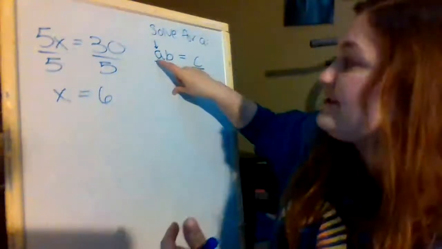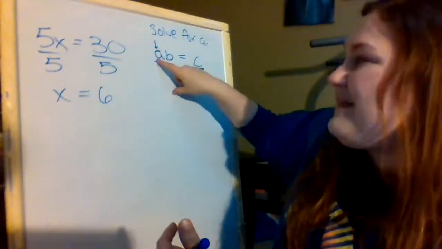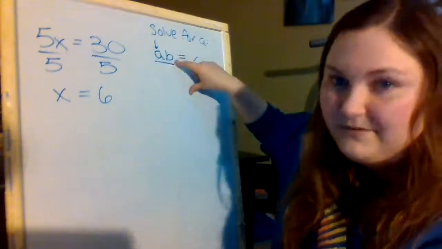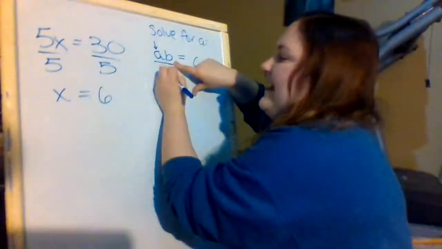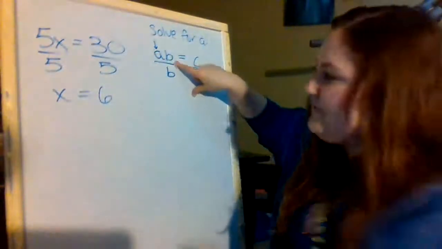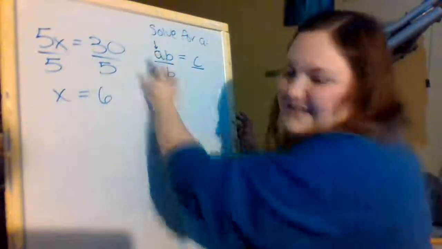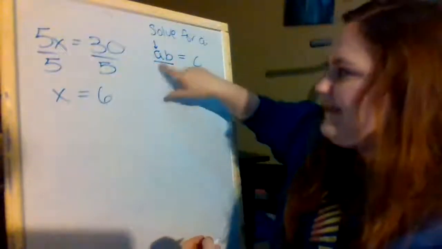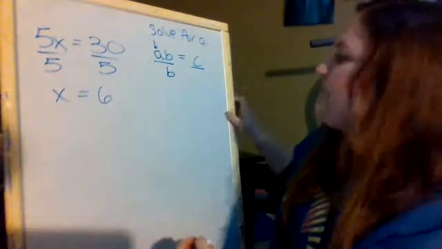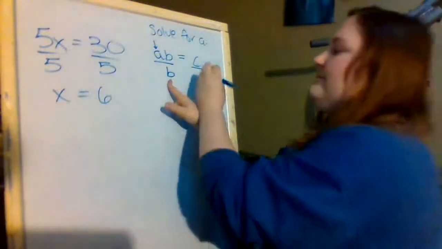Then if you ask yourself, what do I need to get rid of if I want A by itself? It helps you figure out you want to get rid of B. So you should be dividing by B. If you divide by A, then you're canceling out the A's. We don't want to do that. We want to leave A there and get rid of everything else. So I'm going to divide by B.